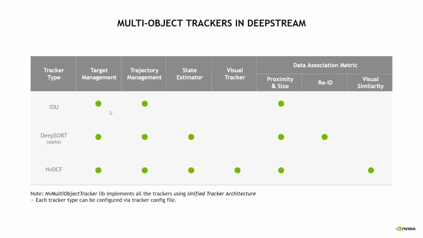Just wanted to note that before DeepStream 6.0, we had separate low-level tracker libraries for each tracker type. But now we have only a single low-level tracker library called NV Multi-Object Tracker lib that implements all multi-object trackers offered in DeepStream using the unified tracker architecture. Each tracker type can be configured through just simple configuration changes.